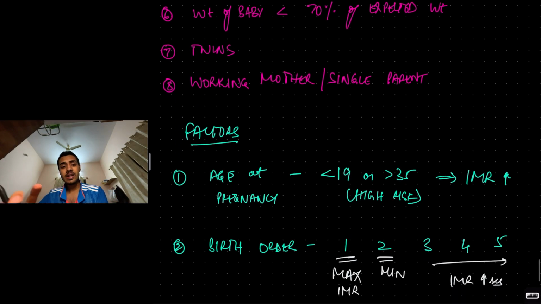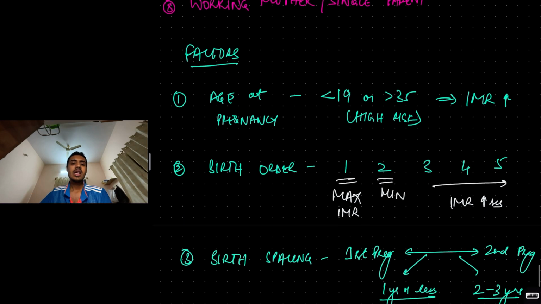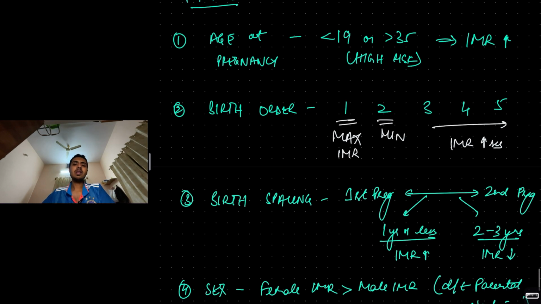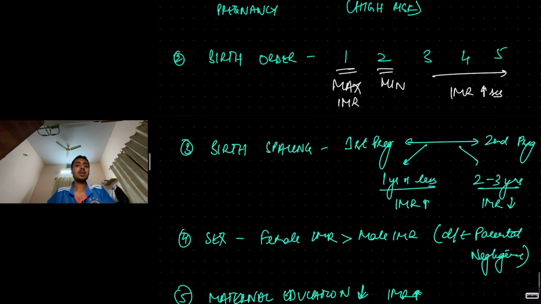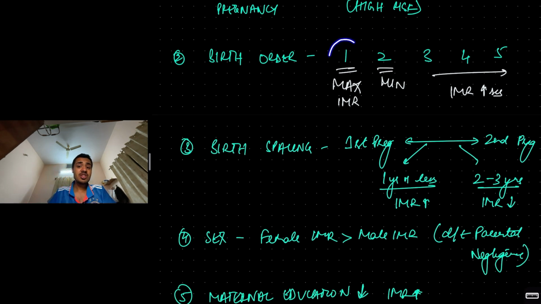Then factors affecting the infant mortality rate itself. Age at pregnancy. High risk pregnancy where the mother was less than 19 years old, teenage, or more than 35 years old, then the infant mortality rate will increase. Birth order. Maximum infant mortality rate is at first childbirth. First delivery, maximum chance of infant mortality. Second one, least chance of infant mortality. After that, third, fourth, fifth, as the birth order increases, the infant mortality rate will also increase. So remember, this is an important point. Birth order 1, maximum infant mortality rate, birth order 2, minimum, and 3 onwards it goes on increasing.